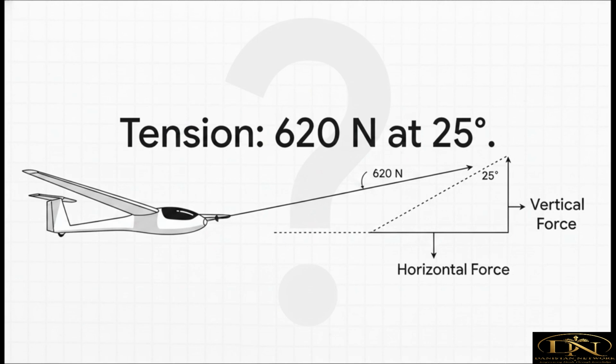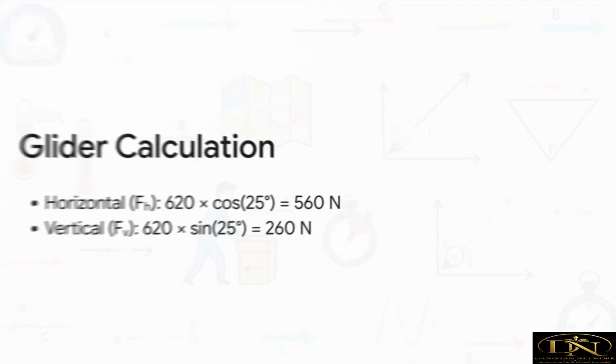Here's a glider being towed by a cable. The tension in that cable is a force of 620 newtons, and it's acting at an angle of 25 degrees to the horizontal. What we want to find is how much of that force is actually pulling the glider forward and how much is just pulling it upward. So we just use our component formulas and we can find the answers.